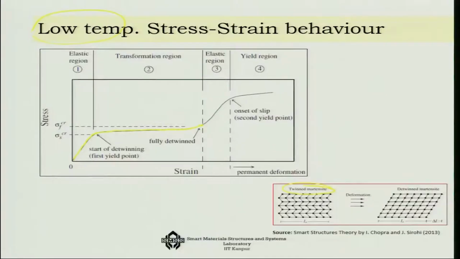So beyond this, this detwinned state has been achieved, as you can see, and then once again it will behave in an elastic manner. So that is the elastic region. After that, if you do not change the temperature, then you will see the yield region and the failure of the system. So this is the low temperature stress strain behavior of the SMA wire.